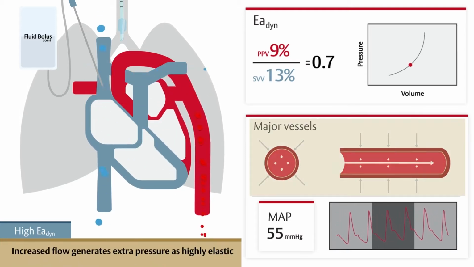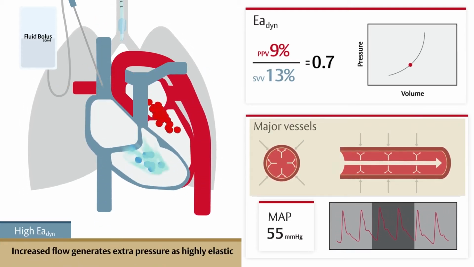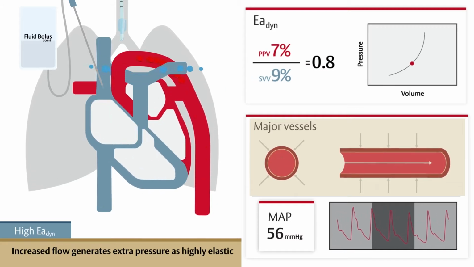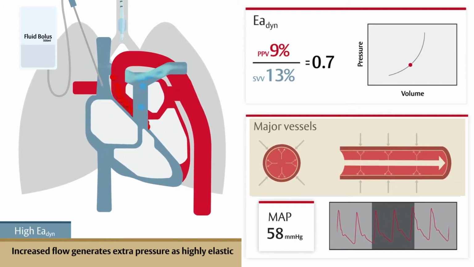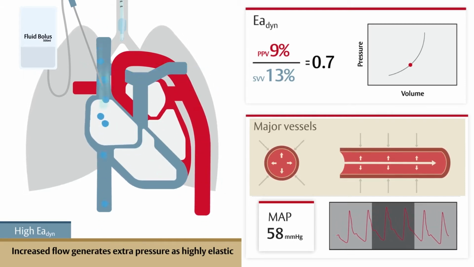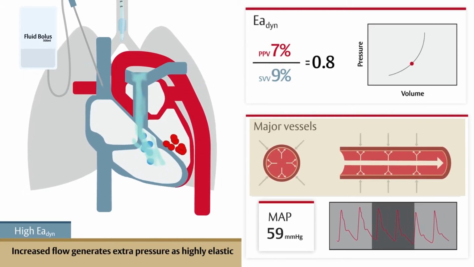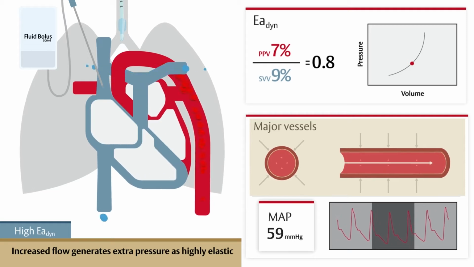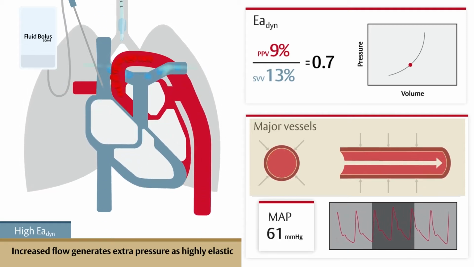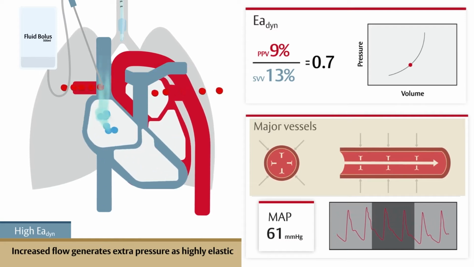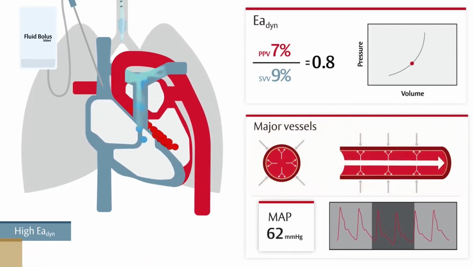The increased volume ejected into the large vessels is not able to distend the arteries very much, as they have a high elastance or low compliance and are hard to stretch. This increase in volume generates an increase in pressure in this situation. We can think of this as similar to adding extra volume into a rigid pipe full of water, which cannot distend, and the extra volume generates an increase in pressure.